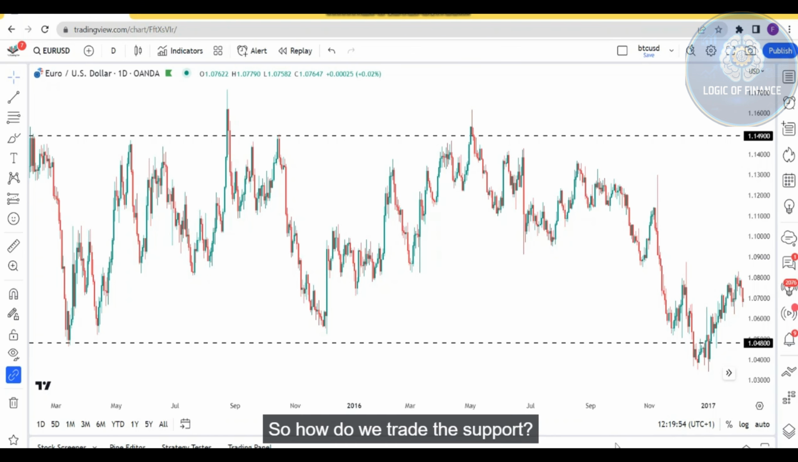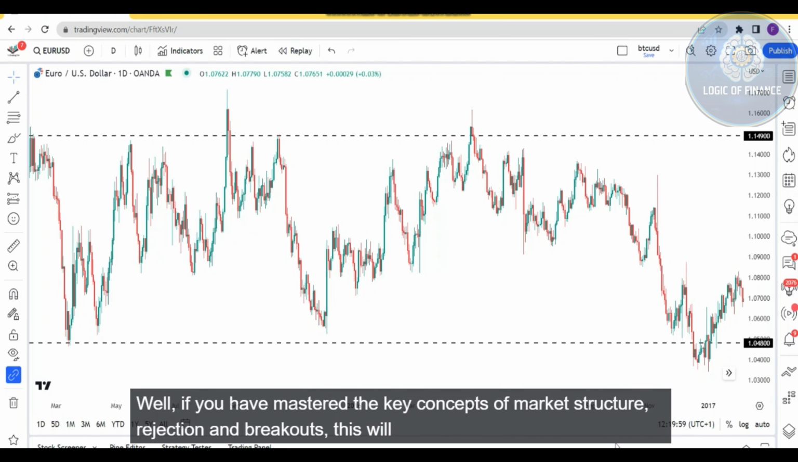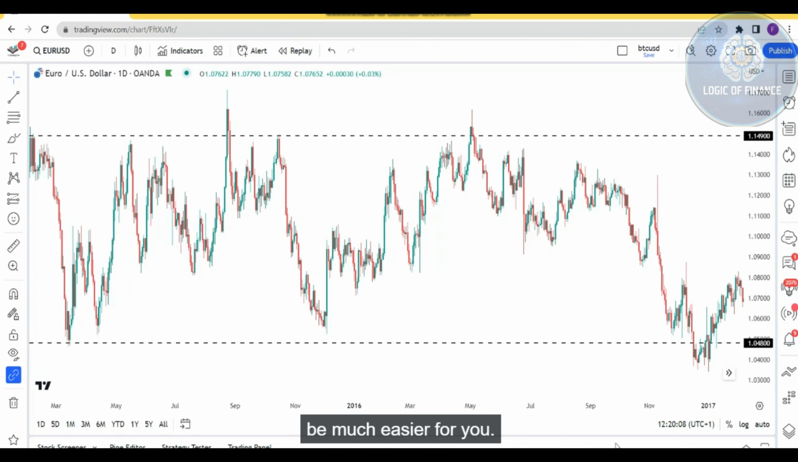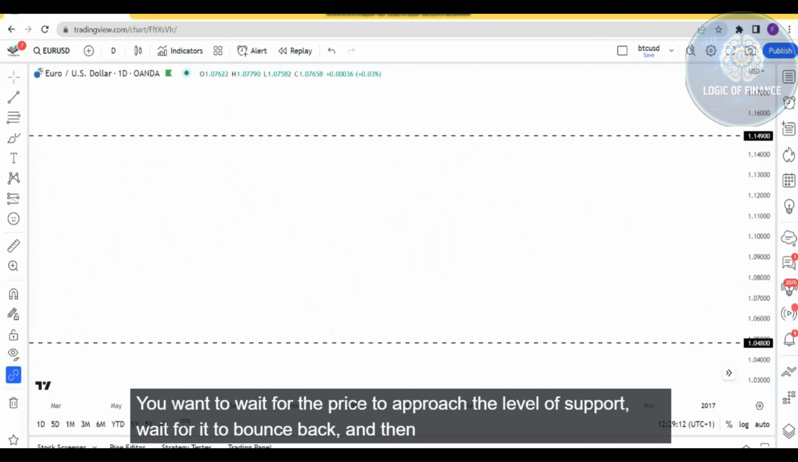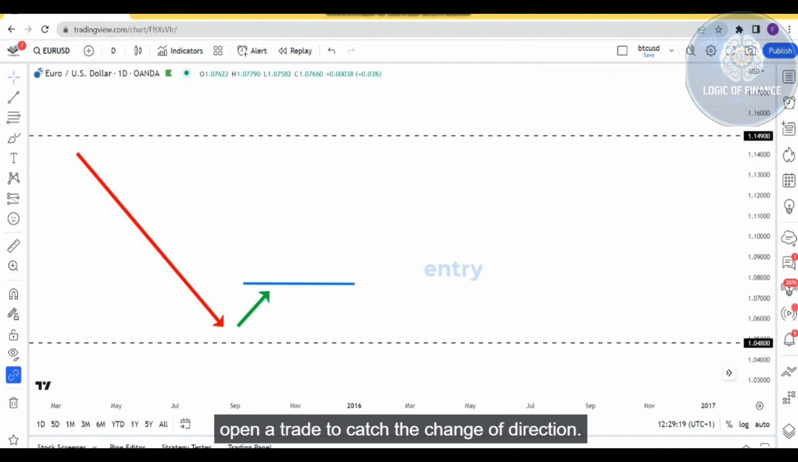So how do we trade a support? How do we trade a resistance? Well, if you have mastered the key concepts of market structure, rejection and breakout, this will be much easier for you. You want to wait for the price to approach the level of support, wait for it to bounce back and then open a trade to catch the change of direction.